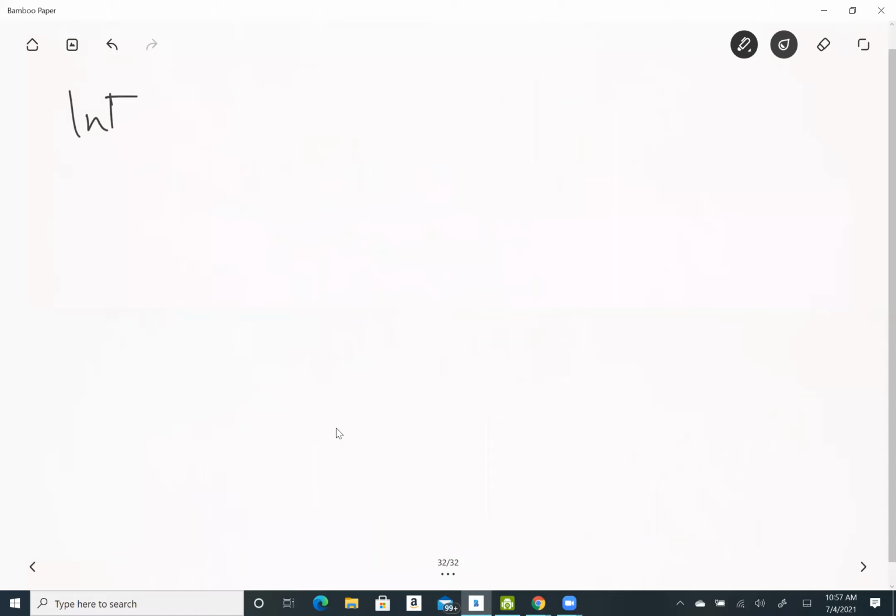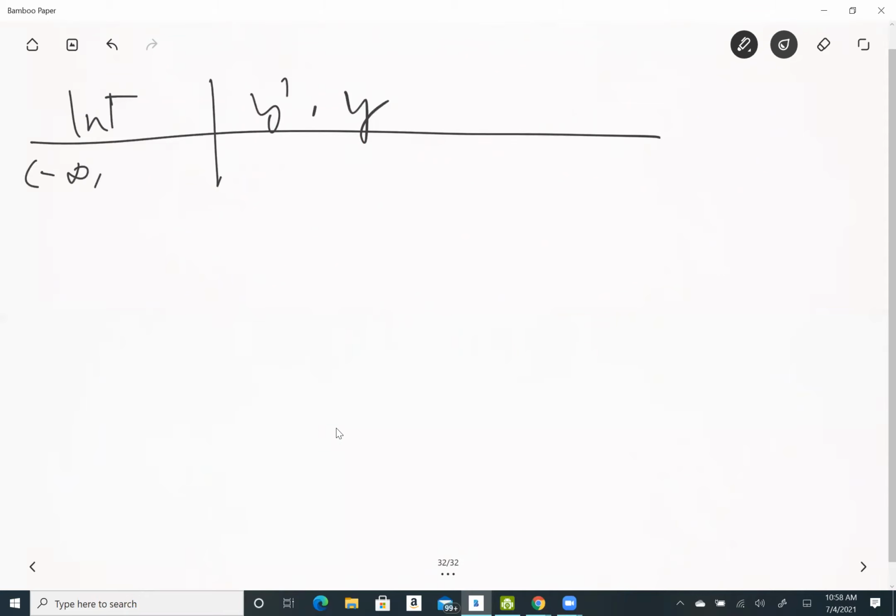Okay, I summarize the intervals. So first interval is negative infinity to 0. Now test point. What did you take? X equal to what? Negative 1. Yeah? Okay, x equal to negative 1. What is y prime, or f prime? Y prime equals what? So you use the y prime.